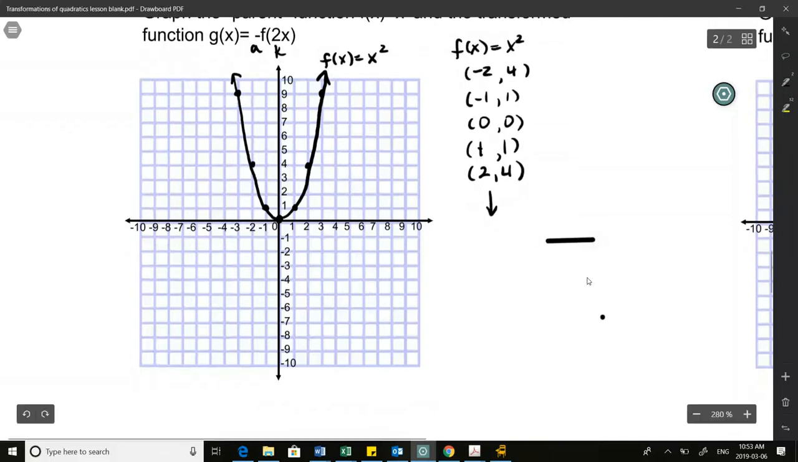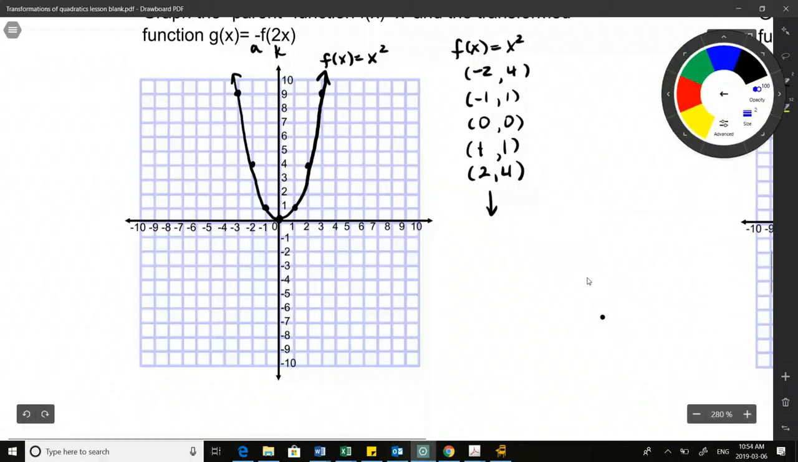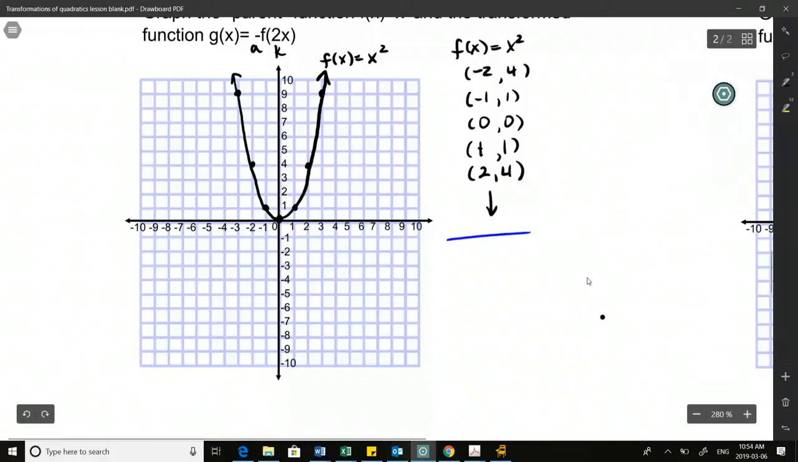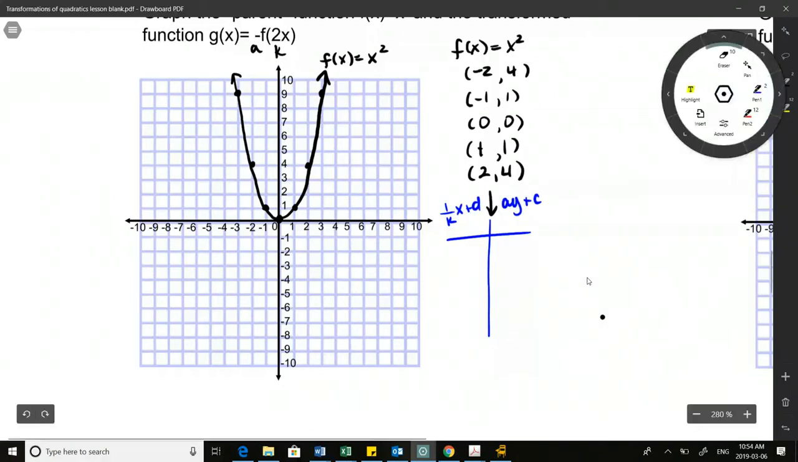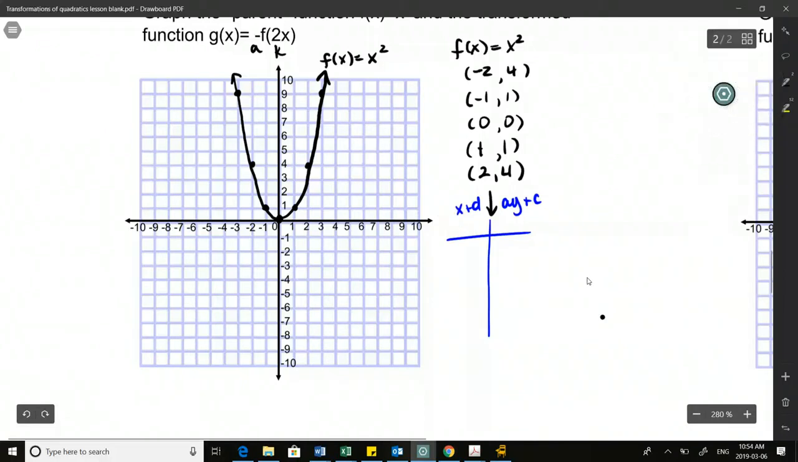So here's my new table of values. Maybe we'll do it in a different color. Remember, we want to do the reciprocal of k when we're working with it down here. So I want to have 1 over k times x plus d over here. And then over here, I want to have a times y plus c.